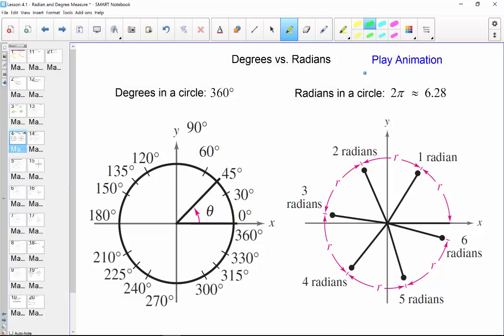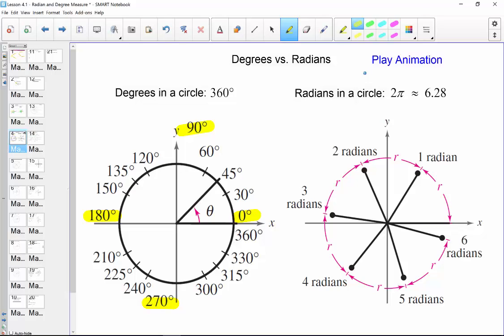So you might be familiar with degrees. Remember from geometry that there are 360 degrees in a circle. On the x-axis, we have 0 degrees and 180 degrees, which forms a straight line. On the y-axis, we have 90 degrees and 270 degrees. You can see the other angles in between. These are common angles that we'll be working with every day, throughout trigonometry and in future lessons.